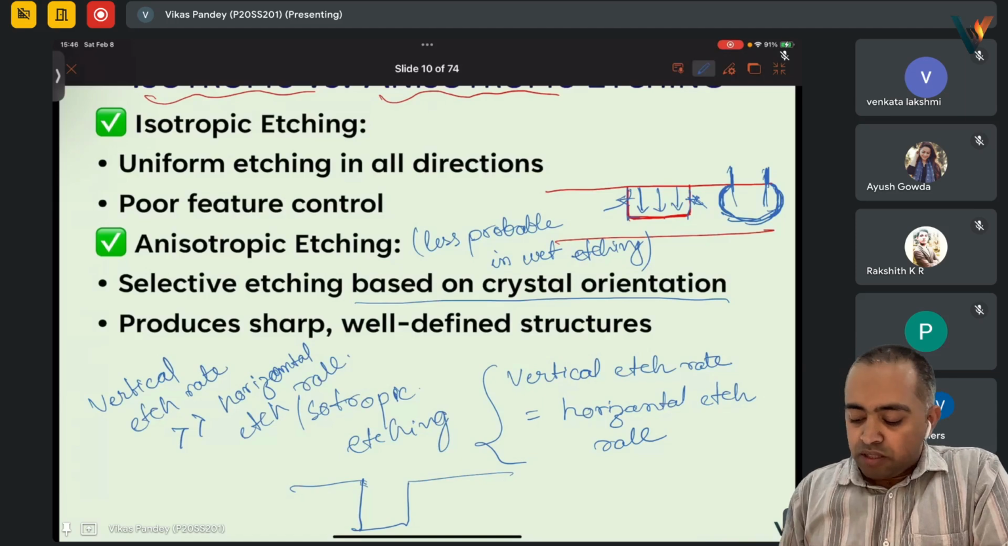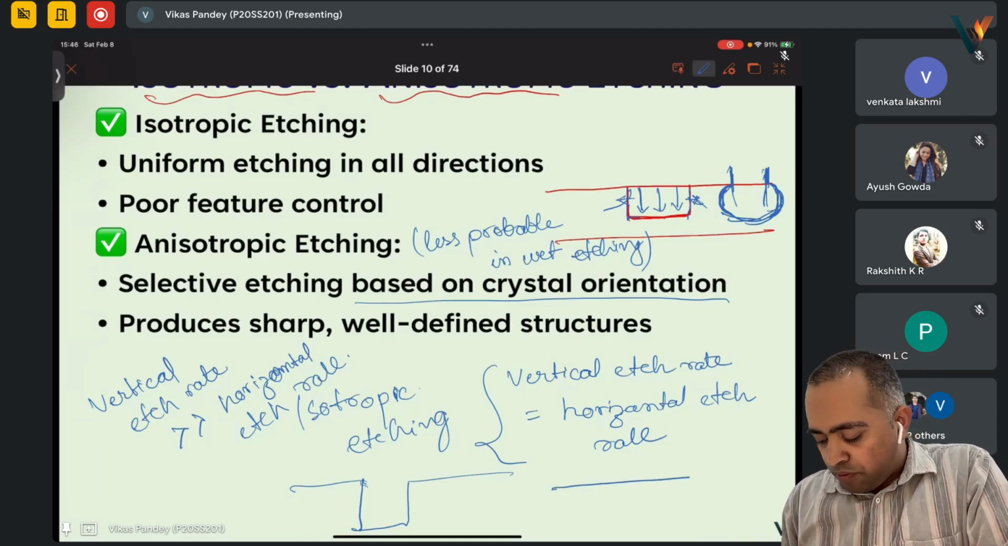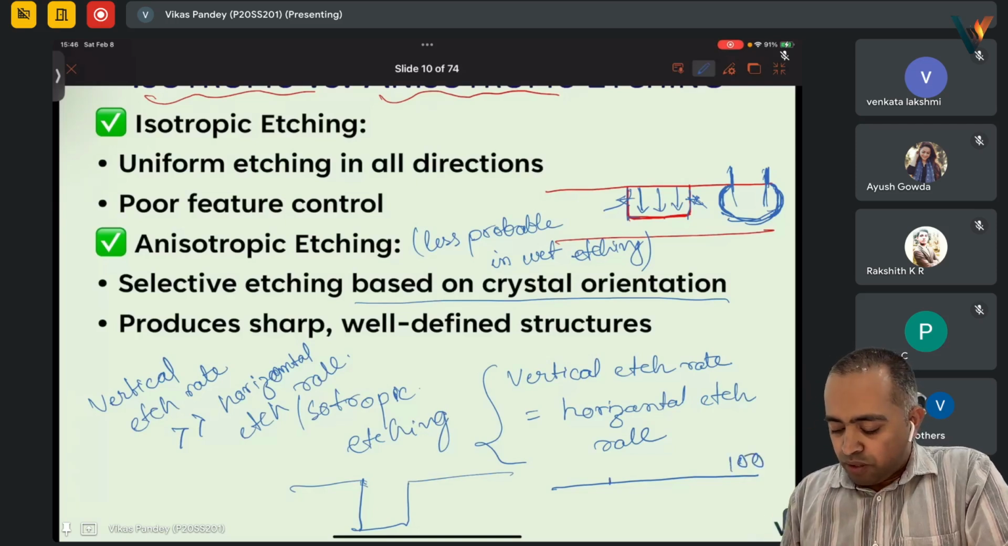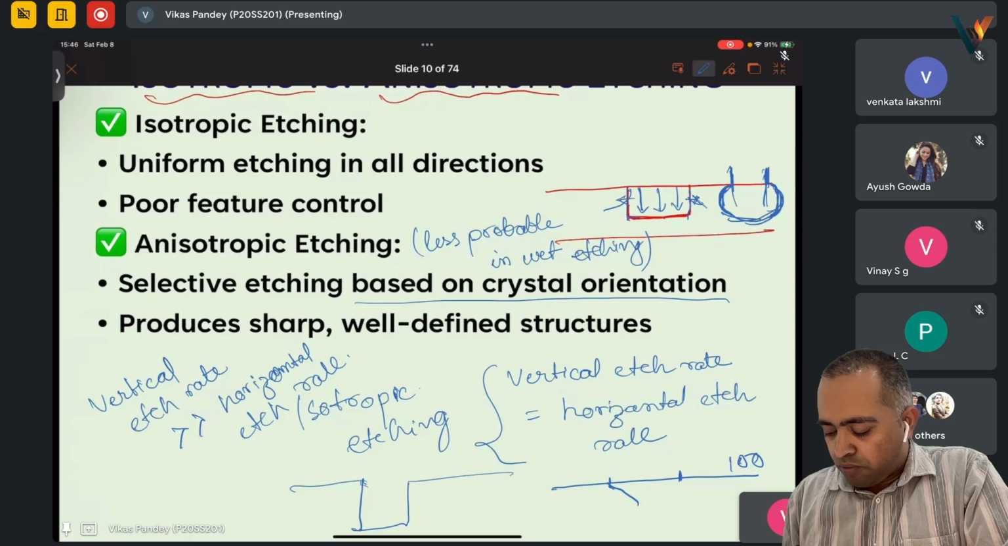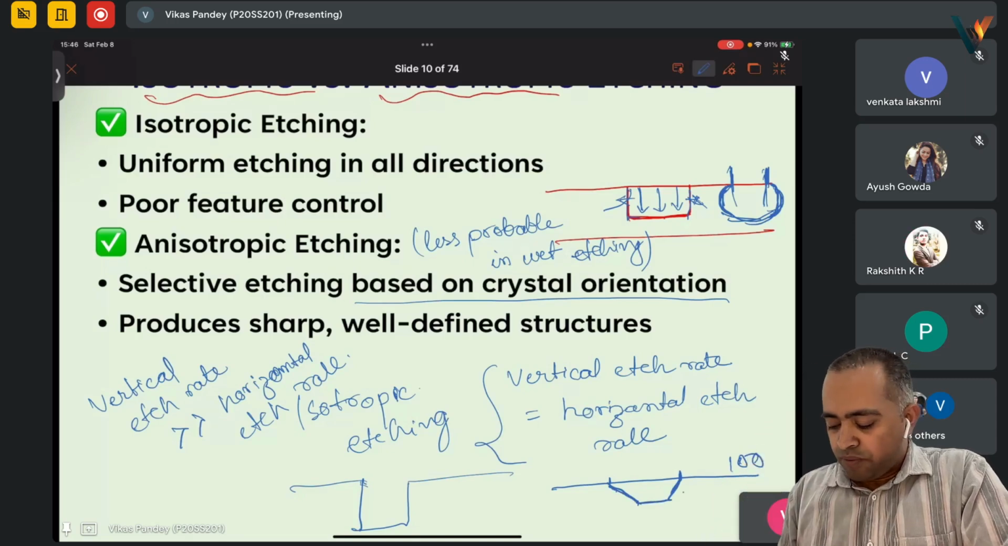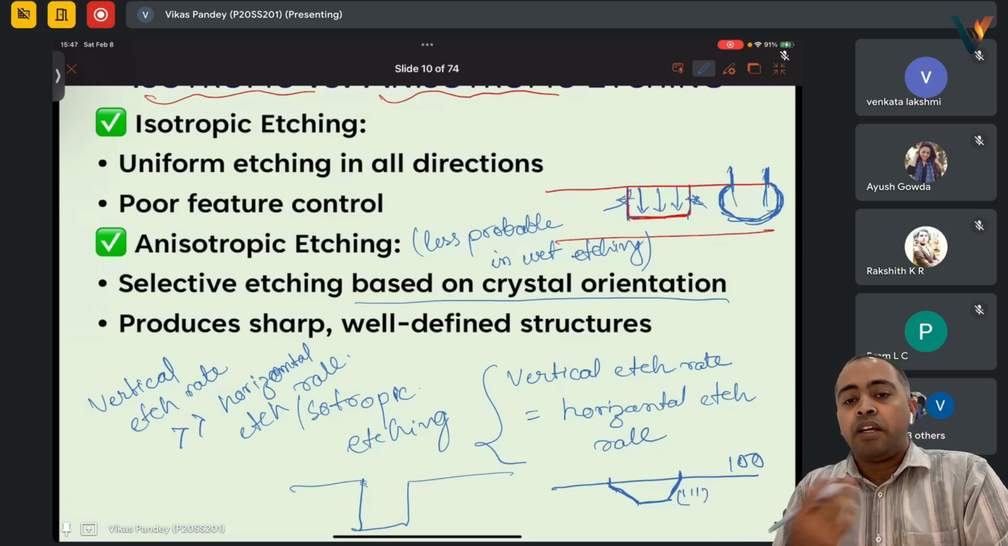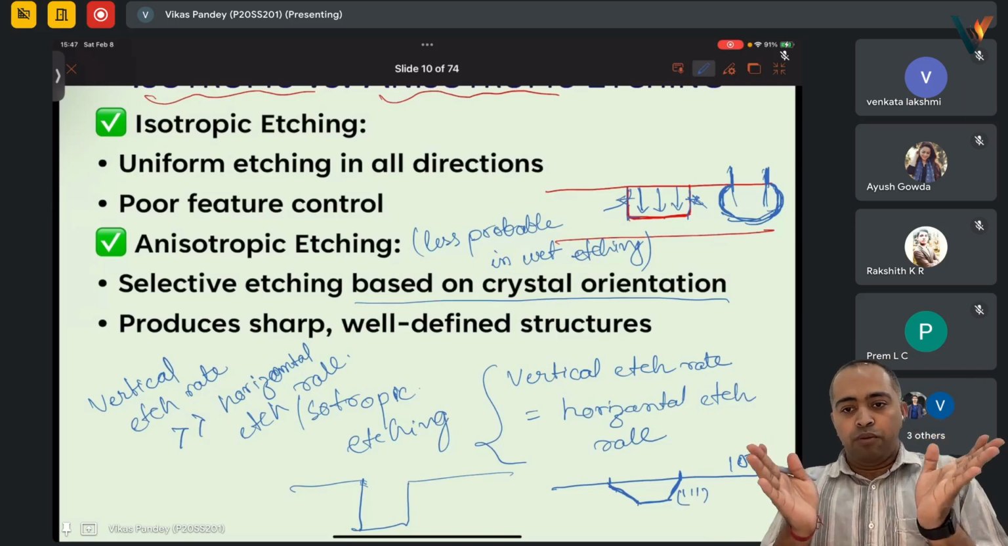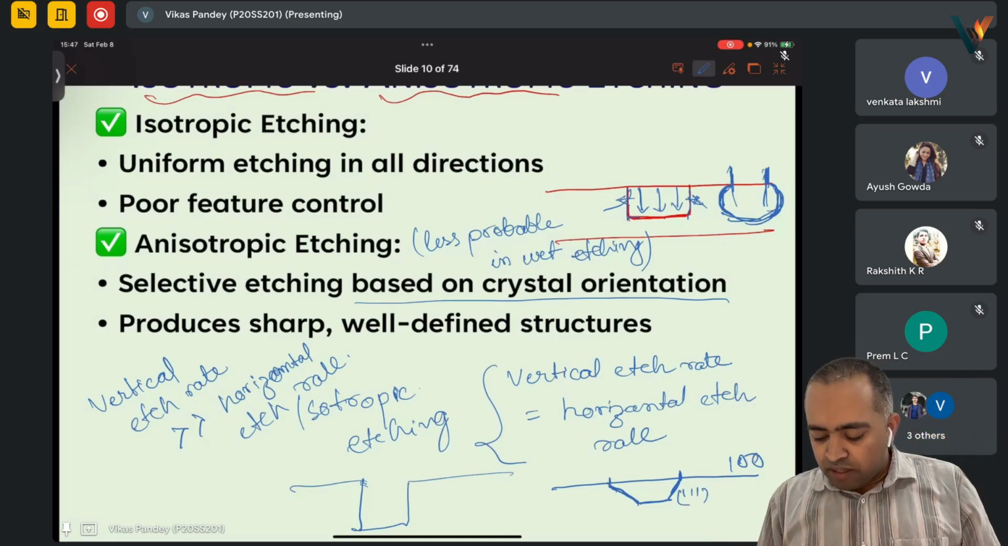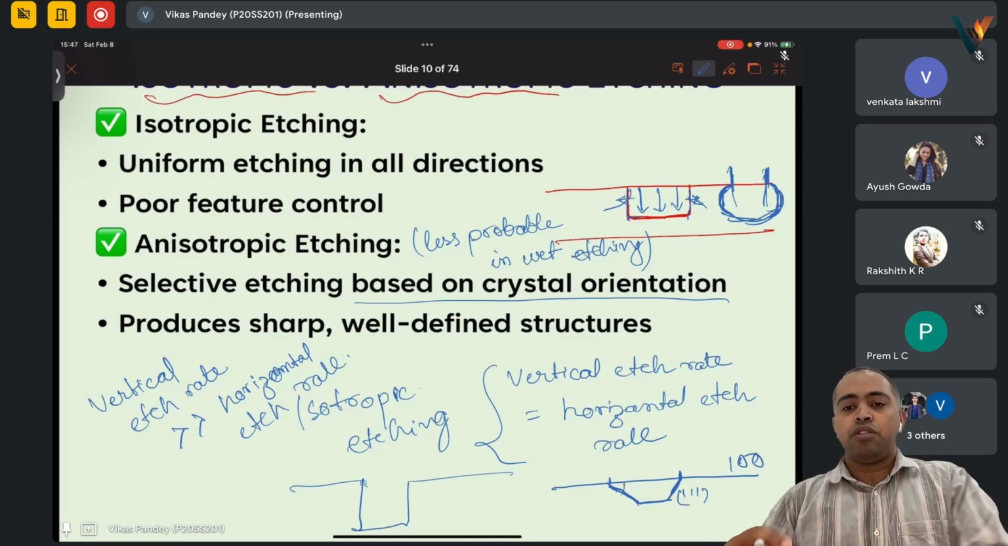That is why, if this is 100 silicon and we want to etch out this part, the structure that will be formed will be slanted. Why? When it reaches the 111 plane, it will stop there. And as such, we are able to control this angle. Anyone remembers what is the angle between the 100 and 111 planes?